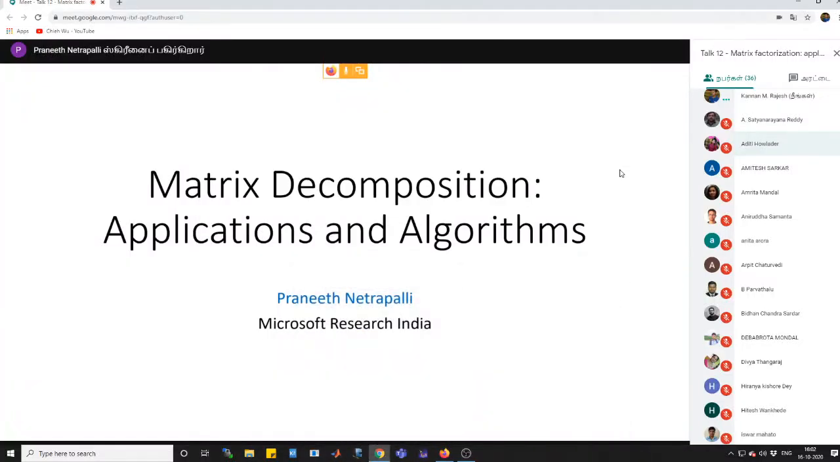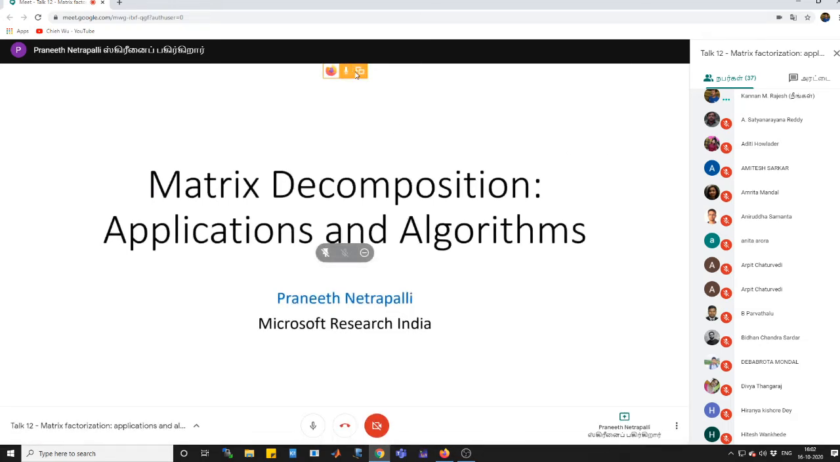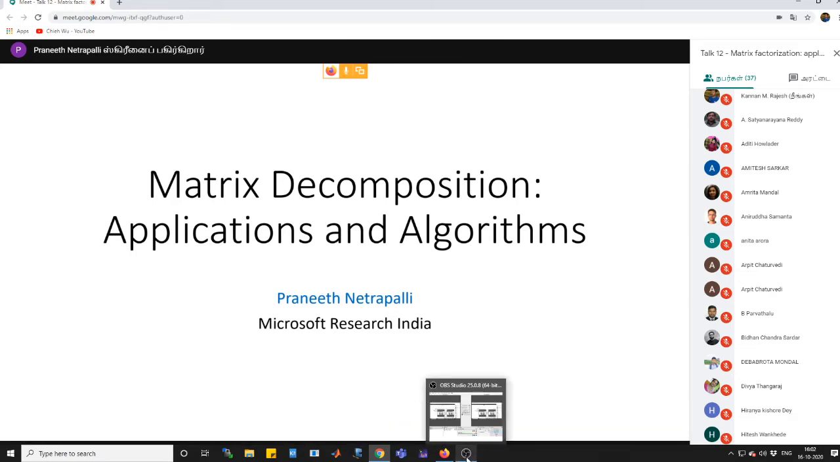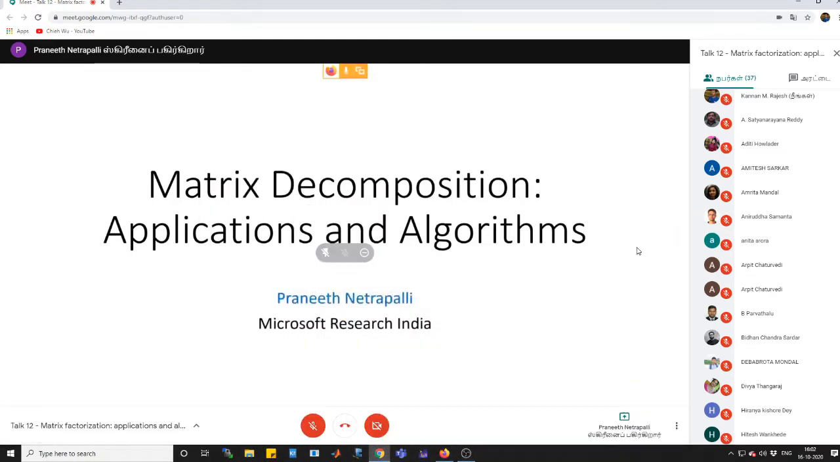Today I'll talk about a bunch of works in machine learning and signal processing, which use matrix decompositions. And I'll describe some applications for these various matrix decompositions and algorithms for it.